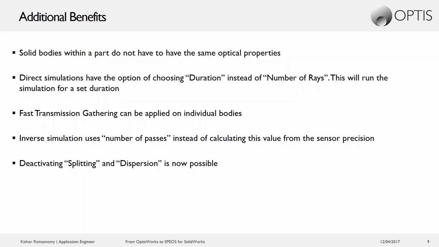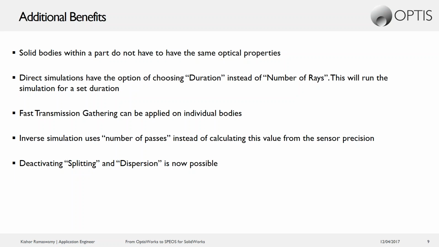Some additional features which may or may not be applicable to the particular use case that you have: the fast transmission gathering, which previously was called fast transmission caustics, can now be applied on individual bodies instead of being a global simulation setting. So you can select the specific geometry that you want to apply the fast transmission gathering property to instead of setting it for the entire simulation.